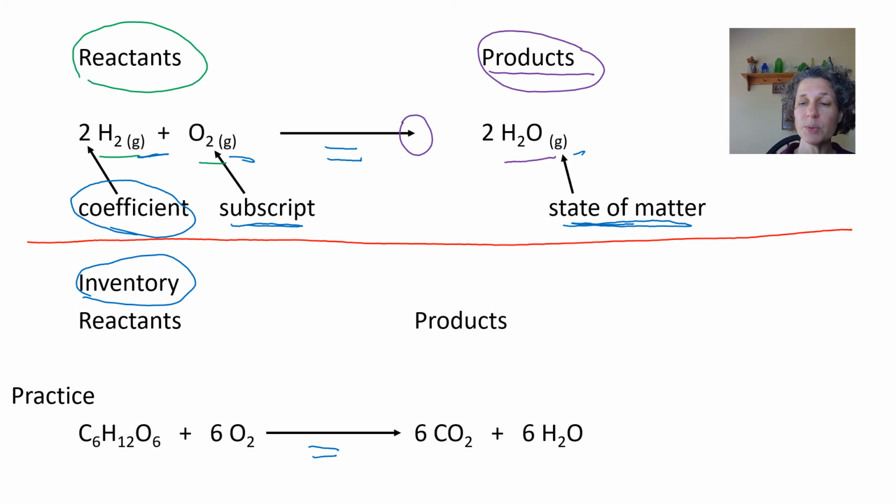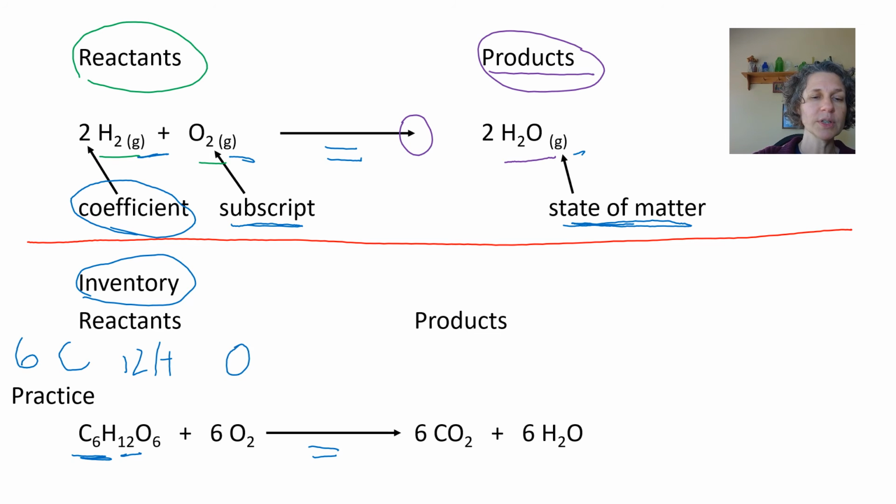So what you want to do is look at the individual elements. We're going to start with carbon. Here's carbon down here. I've got C6. That tells me that I have 6 carbons. Same thing with the H. I've got 12 H's.